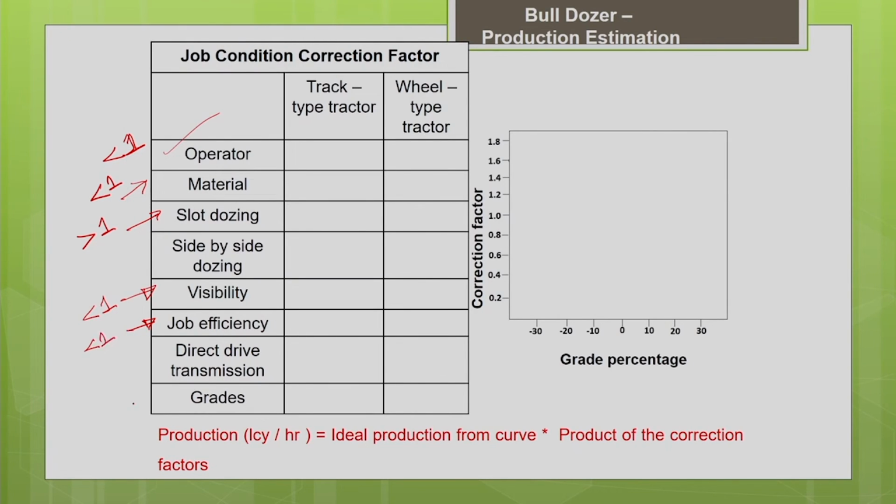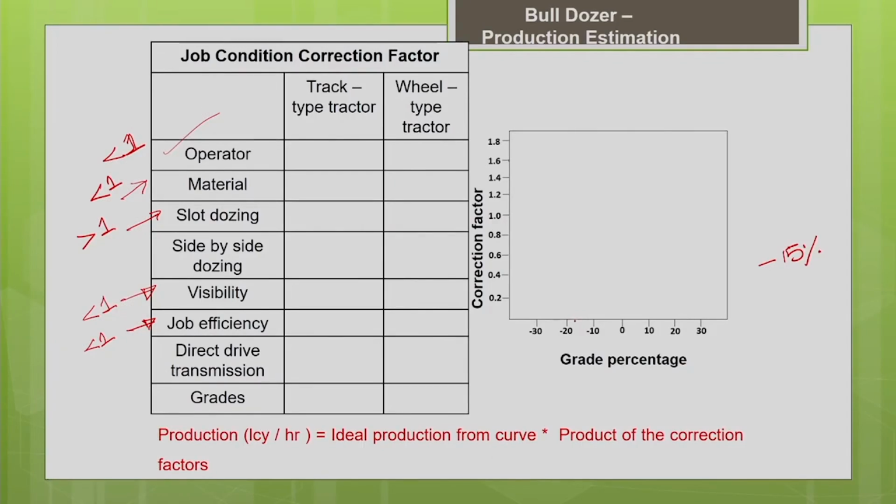In this problem, we are moving down the hill, so the grade percentage is minus 15%. Accordingly, you have to choose the curve supplied by the manufacturer. Corresponding to minus 15%, you have to find the correction factor. The ideal curve is drawn for level terrain, so this is 0, and the grade percentage may go like this. What is the value corresponding to minus 15%? You have to choose it approximately.